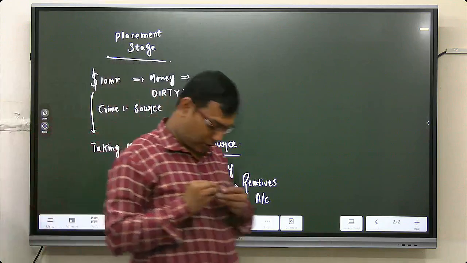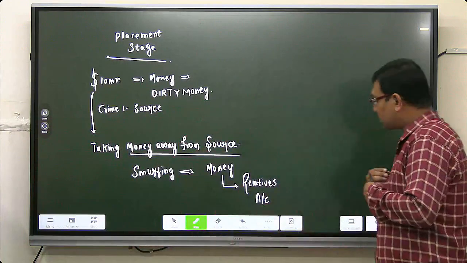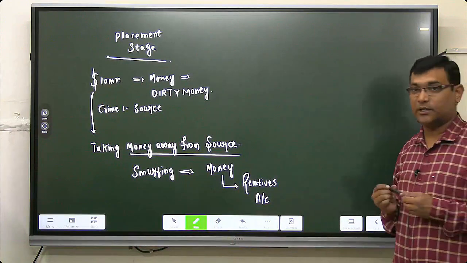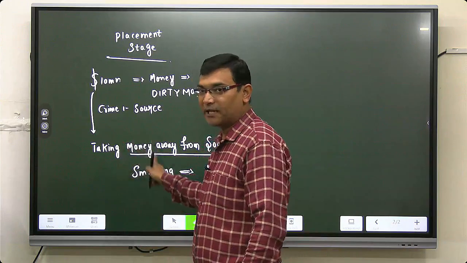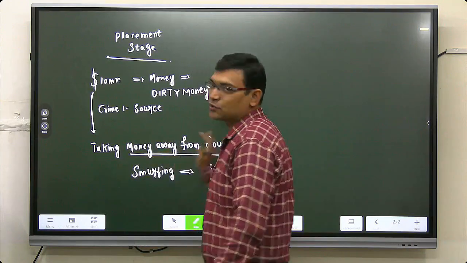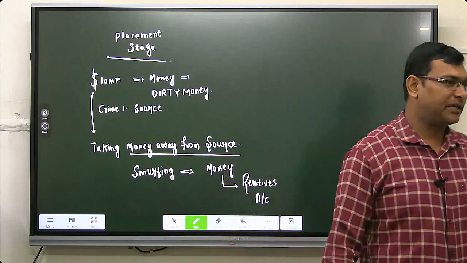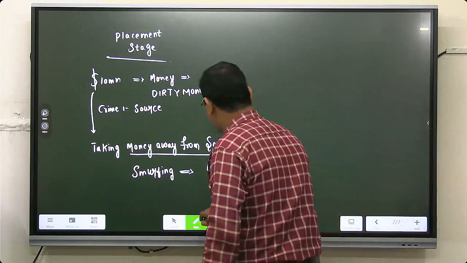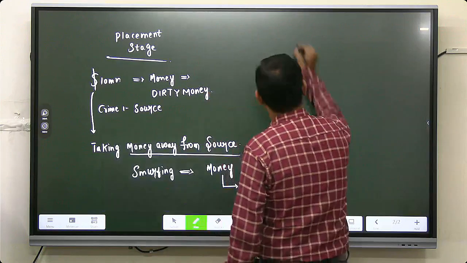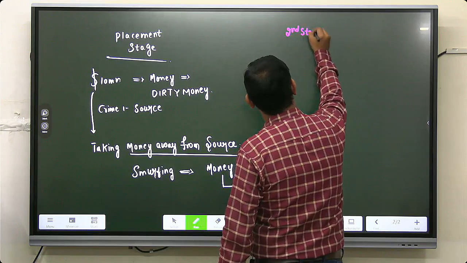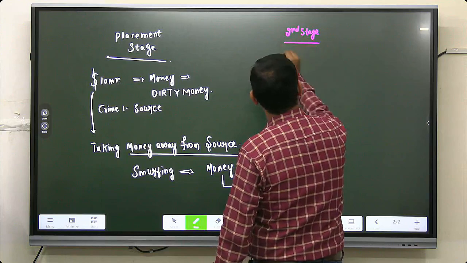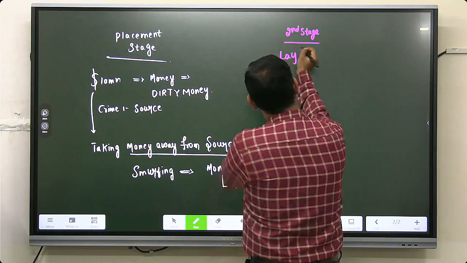So that is your relatives account. Now, what is the ultimate target? Taking money away from the source region. That is an ultimate target. What is the second stage here? Second stage is layering. Layering stage. In layering, what you'll do?